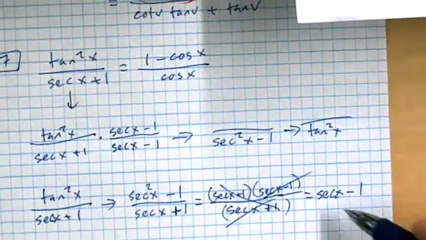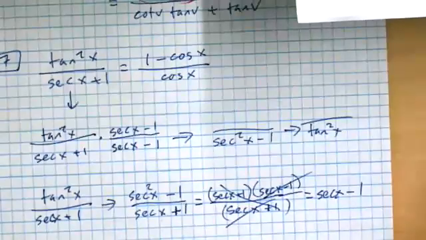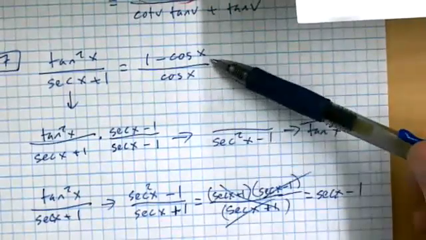And then from there, I'd probably turn this into 1 over cosine, get a common denominator, and I think that would get us there pretty quickly too. So there's a couple ways. I don't know how I would do it if I started over here. That would get pretty messy.